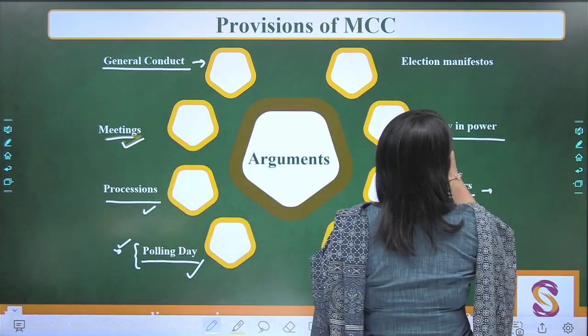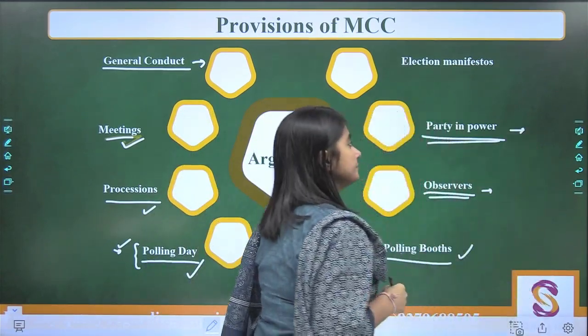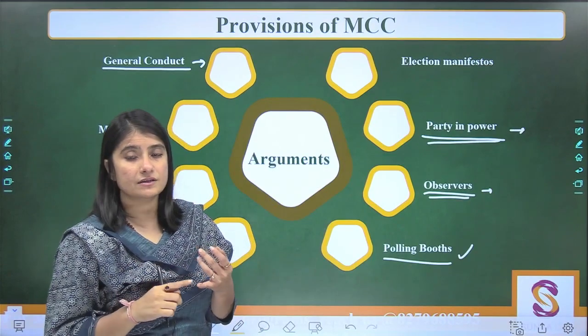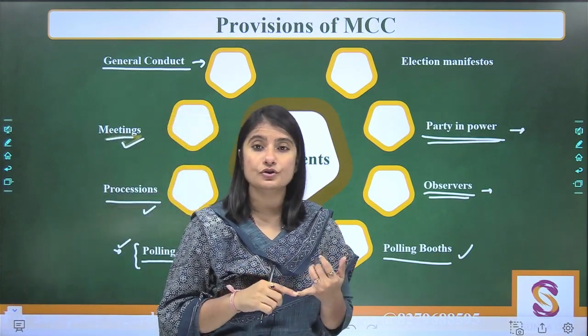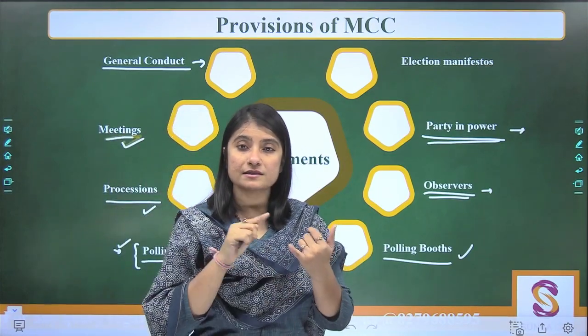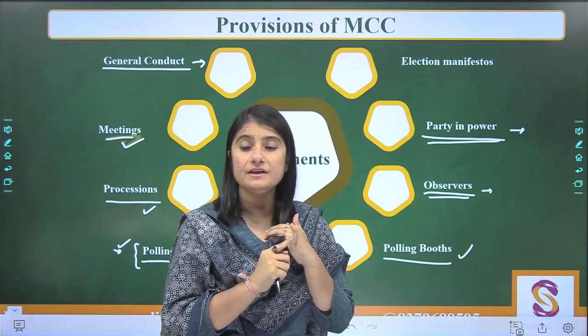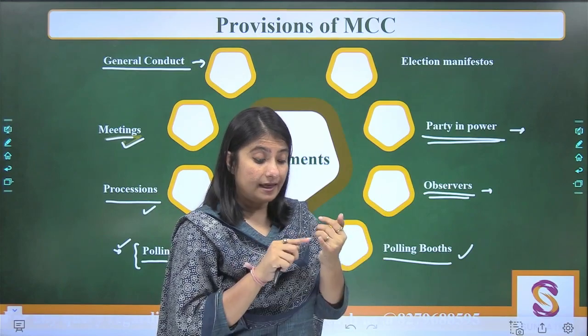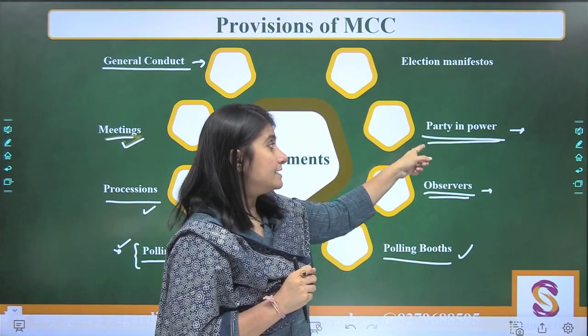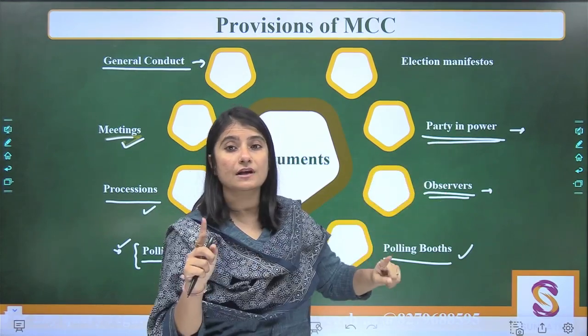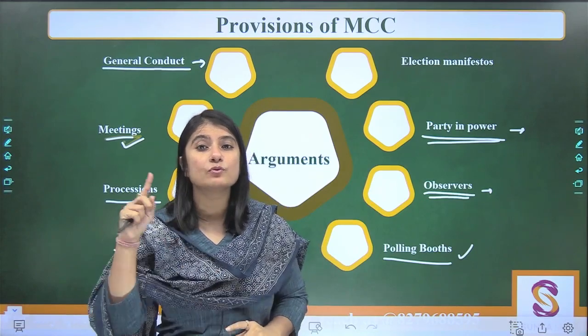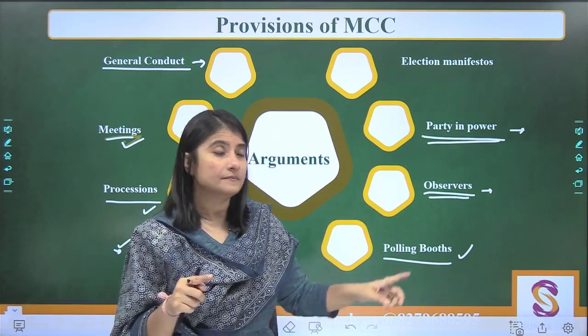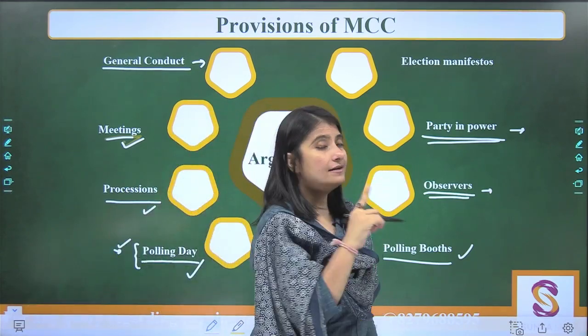Party in power. The party in power is not allowed to roll out schemes, subsidies or any social benefits after the announcement of the election. Then the ruling party is not allowed to sanction any projects after the elections are declared.